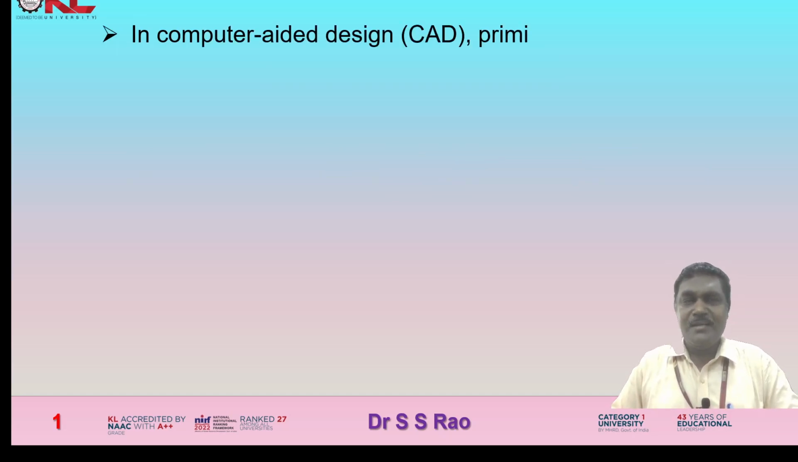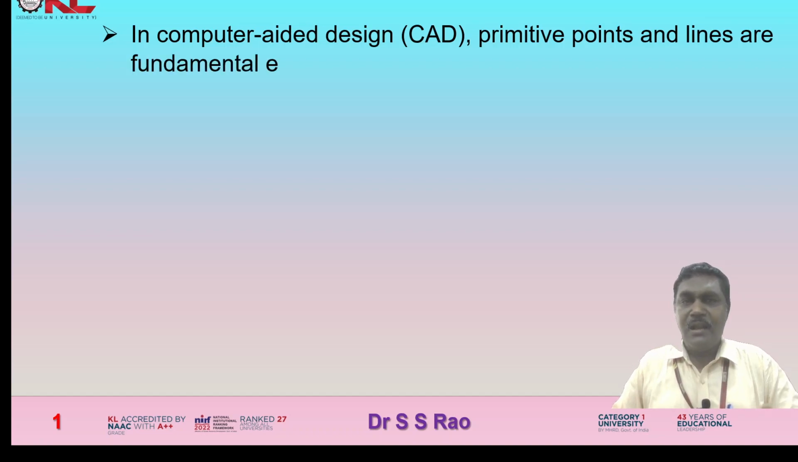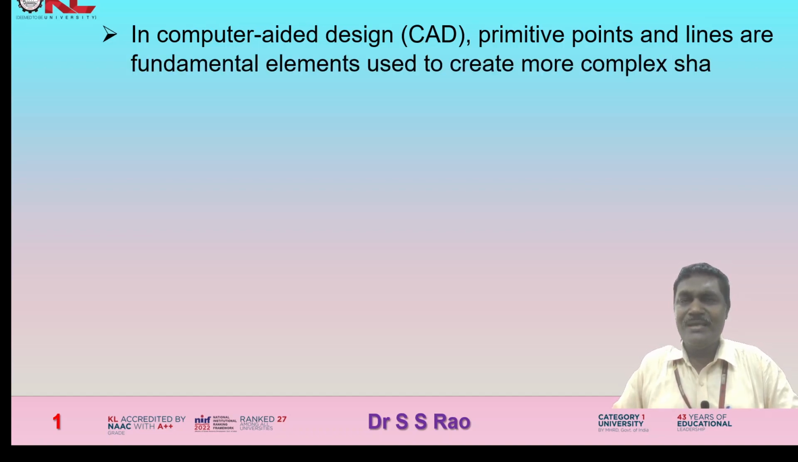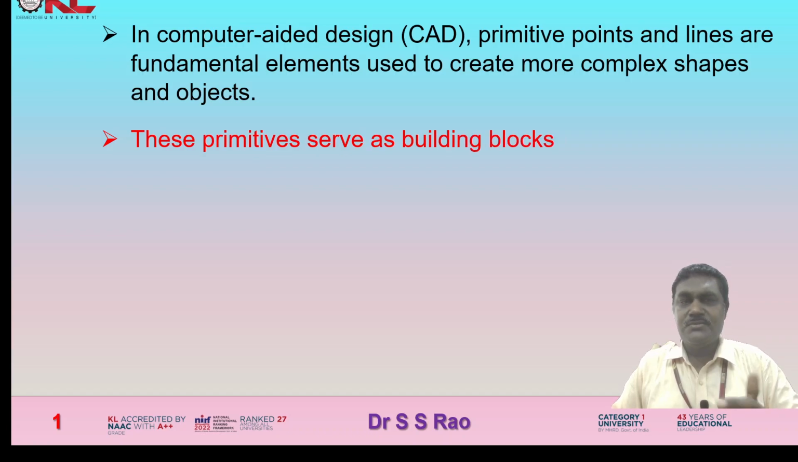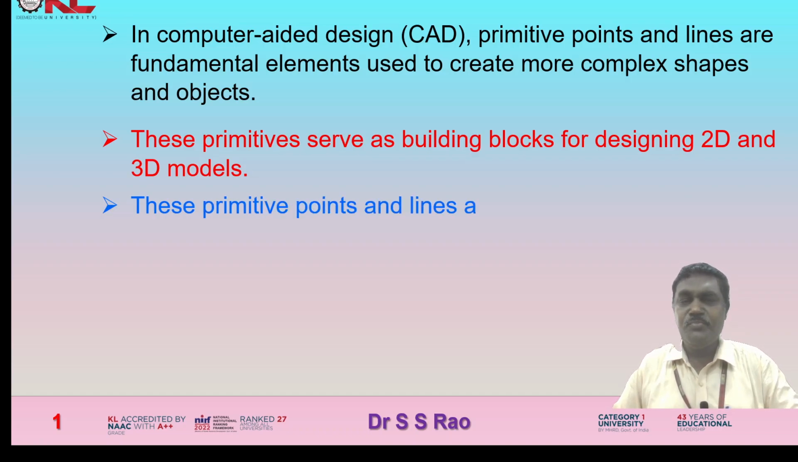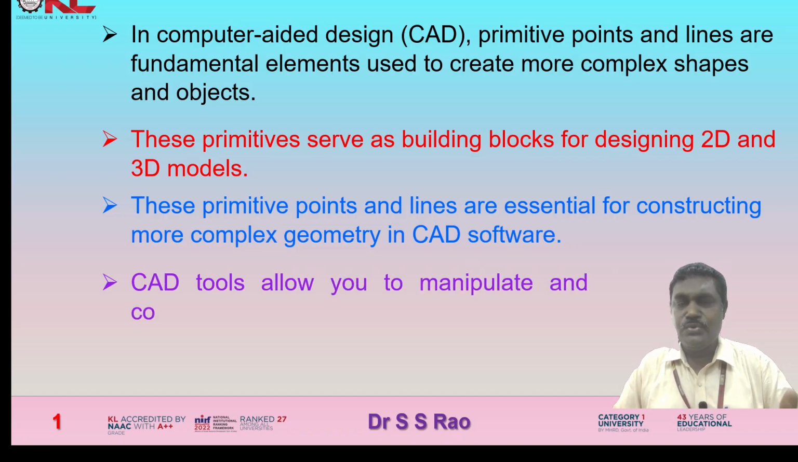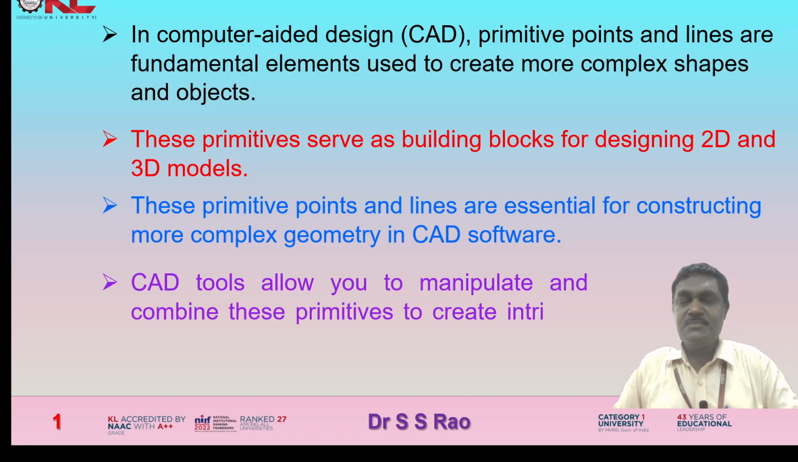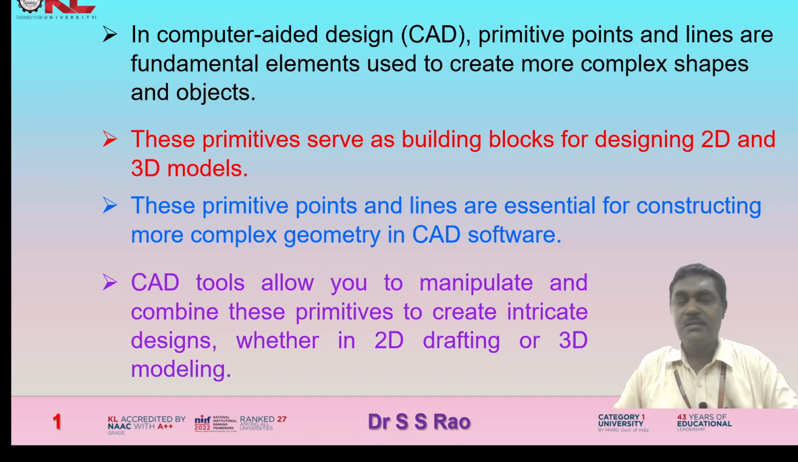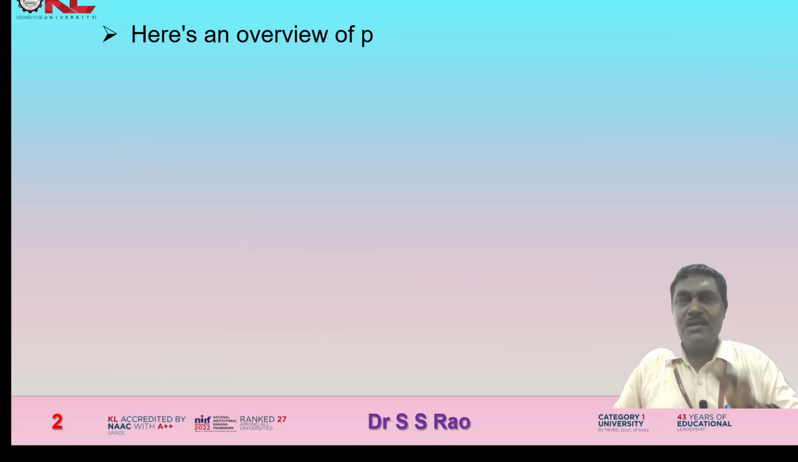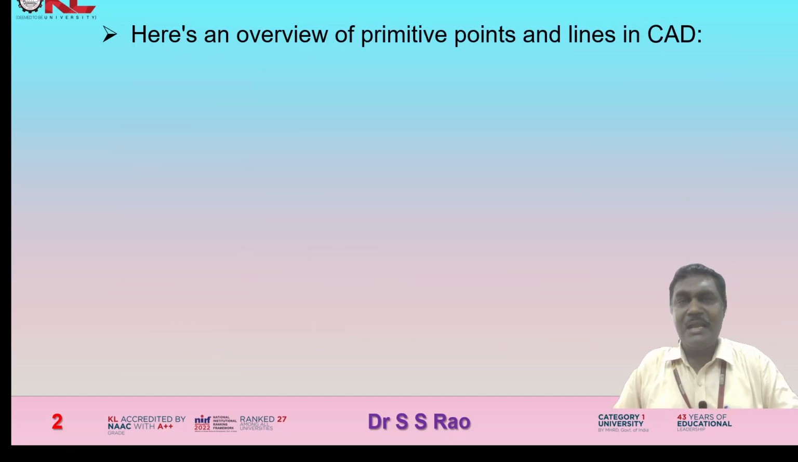So in computer aided design, that is CAD, primitive points and lines are fundamental elements used to create more complex shapes and objects. These primitives serve as building blocks for designing 2D and 3D models. They are essential for constructing more complex geometry in CAD software. CAD tools allow you to manipulate and combine these primitives to create intricate designs, whether in two-dimensional drafting or three-dimensional modeling. So here is an overview of primitive points and lines in CAD.